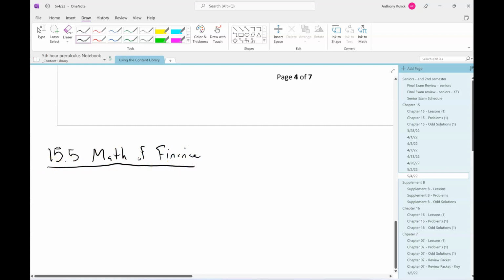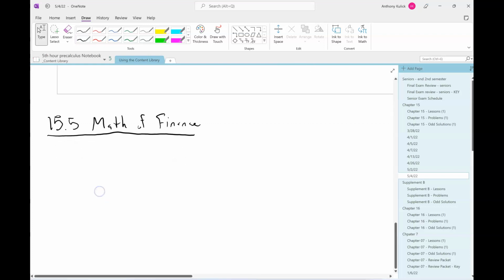So our last section in chapter 15 is going to be talking about another application of exponential or logarithmic functions, this time into the area of finance. So that would be like banking primarily is what we're talking about here. So the primary application that we're going to be exploring in this chapter is going to be looking at interest. And there's really kind of two types of interest.